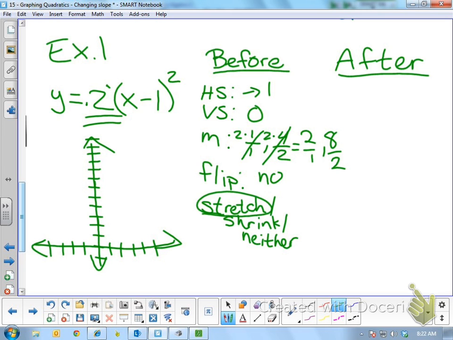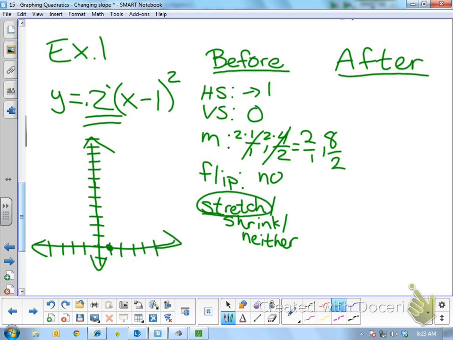So we've drawn our coordinate system. We need to actually draw the picture of our graph now. Before we can do any of the after stuff, we need a picture. So we start with our horizontal and vertical shift. Horizontal shift is right 1, so from center I go right 1. Vertical shift was 0, so I don't move up or down. I just put my vertex there. Remember that first point we graphed, that's the vertex. That's kind of where all the rest of our points come from.